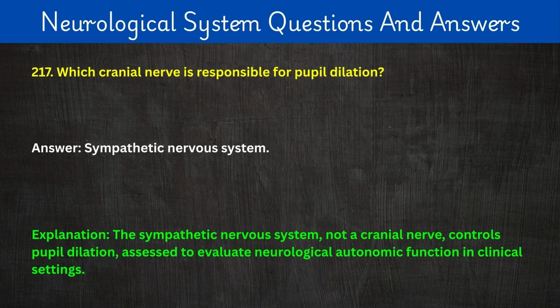217. Which cranial nerve is responsible for pupil dilation? Answer: sympathetic nervous system. Explanation: the sympathetic nervous system, not a cranial nerve, controls pupil dilation, assessed to evaluate neurological autonomic function in clinical settings.